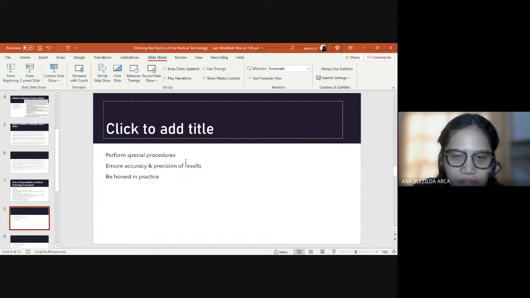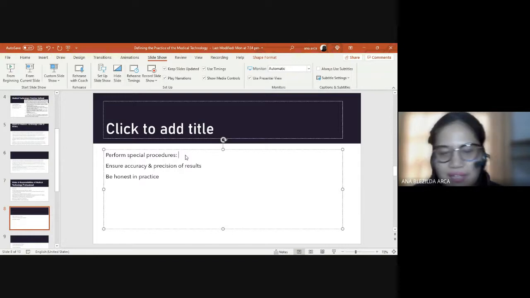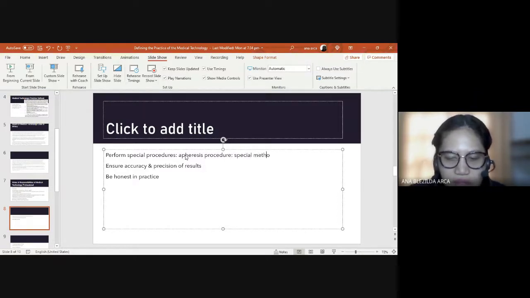So, you must be able to perform special procedure. So, when you say special procedure, ito yung mga test na hindi siya part ng routine. So, ano pinaka-example nito? Example of this one is the apheresis procedure. This is an example. Ano ba yung apheresis procedure na to? This is a special method in blood donation.